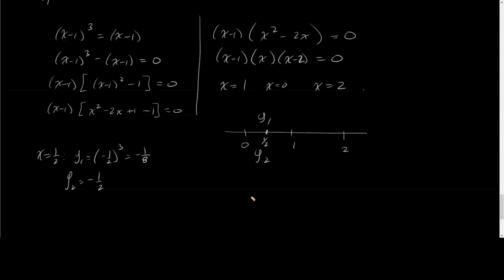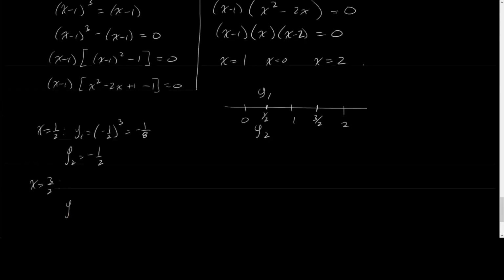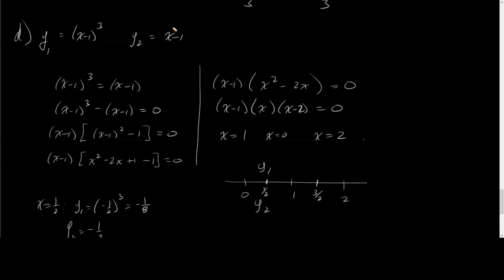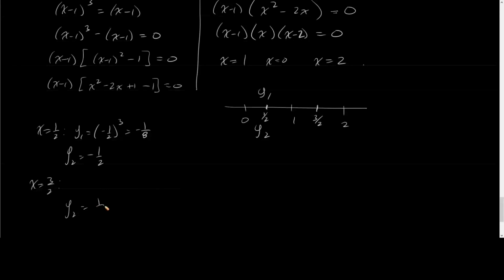Now let's see what happens in the next region. So for example, let's plug in 3/2. Well, let's see. Y sub 2, I'm starting with that one because it was just x minus 1. So 3/2 minus 1 is 1/2. Y sub 1 was that but cubed. So 1/2 cubed, which is 1/8. In here, which one was bigger? Y sub 2. So y sub 2 is the bigger one, so it's the top one. And y sub 1 is the bottom one there.